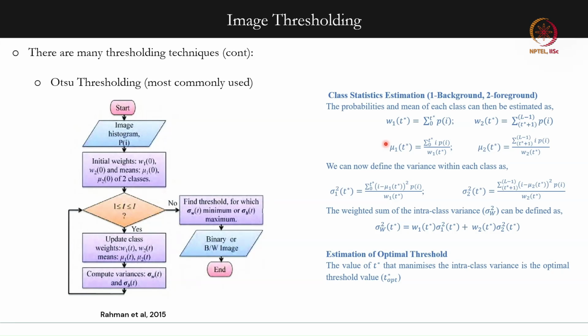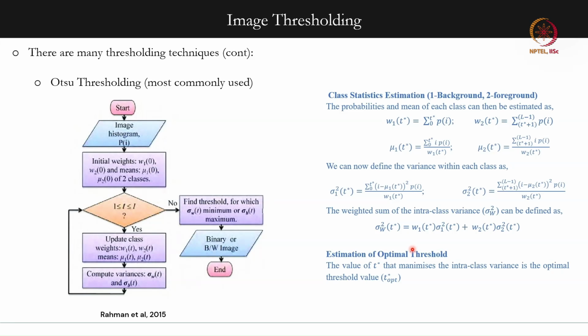So we can estimate the probability of occurrence for each class. We can estimate the mean associated with each class. We can even estimate the standard deviation and the variance within each class. After that, we define a parameter known as the weighted intra-class variance. The threshold is iteratively chosen such that this value, the intra-class variance, is minimized.